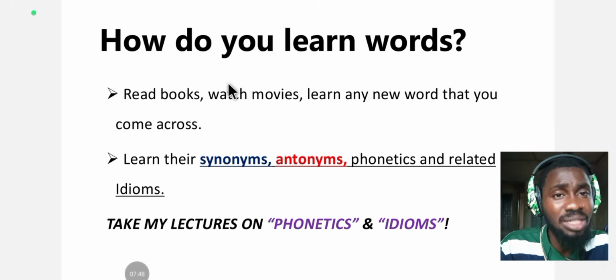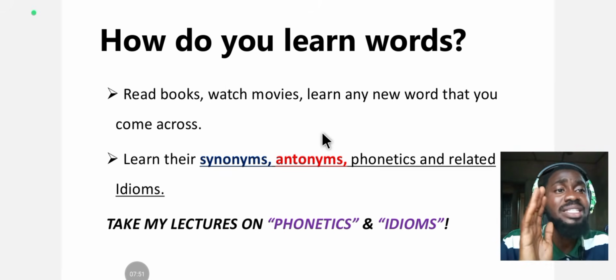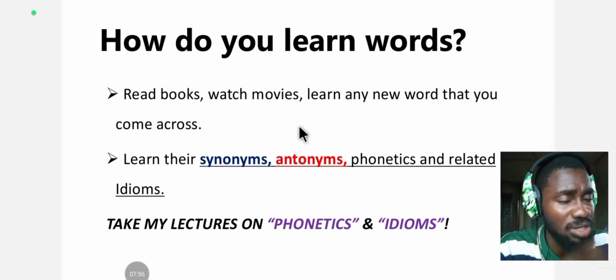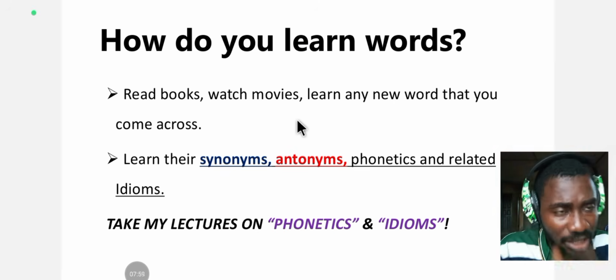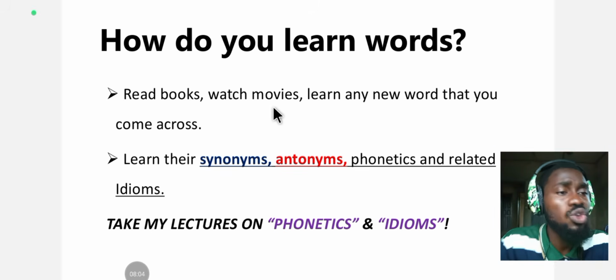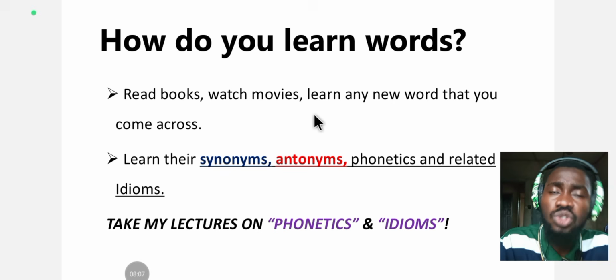As you are learning the meaning, you are learning the antonyms, the synonyms, how the word is pronounced, and the associated idioms related to that word. Do them one after the other, little by little. You are going to learn a lot. While watching movies or reading books, any word you see there, just search it up.